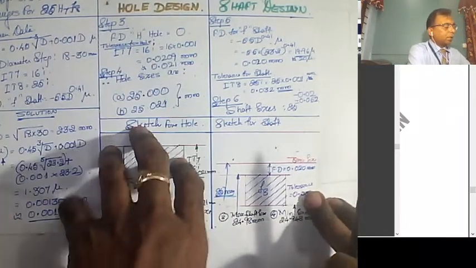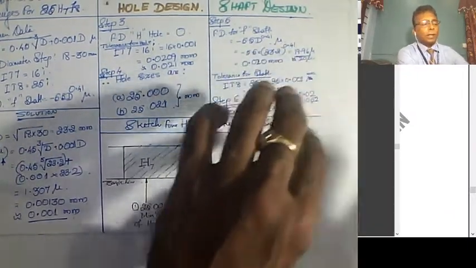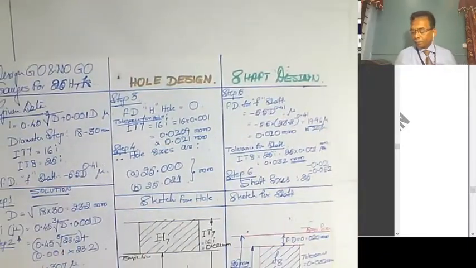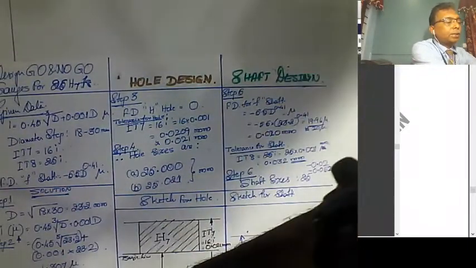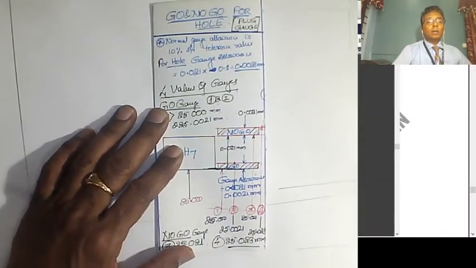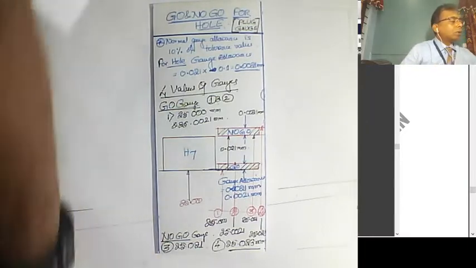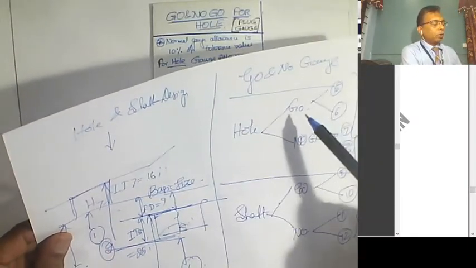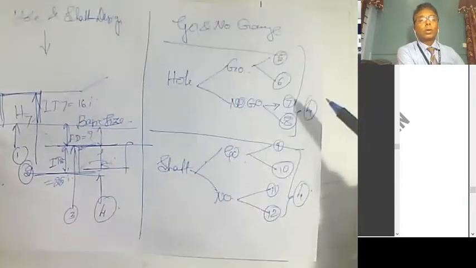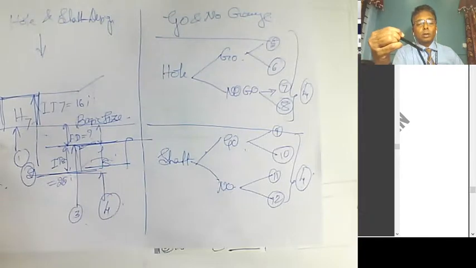So hole design is over, shaft design is over. Two values for the hole are calculated, two values for the shaft are calculated. Next, let us design the gauges for the hole first. As I said in my class just now, we need to find these four values: two values for the go gauge, two values for the no go gauge. Then two values for the shaft, two for the go part, two for the no go part.